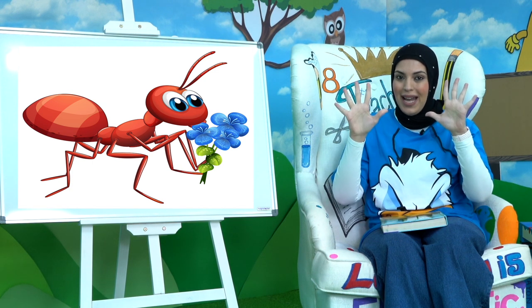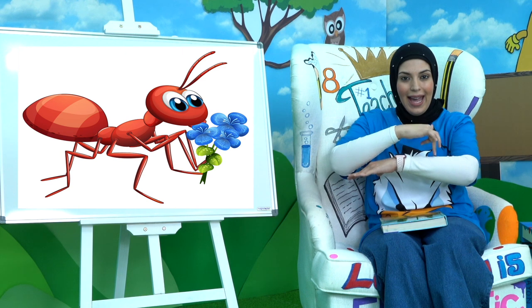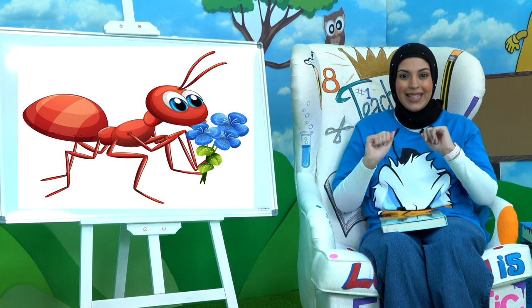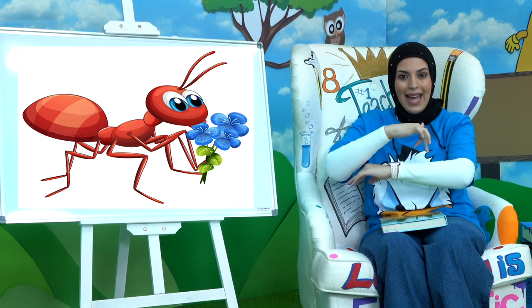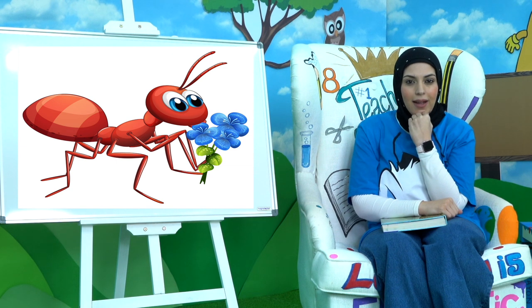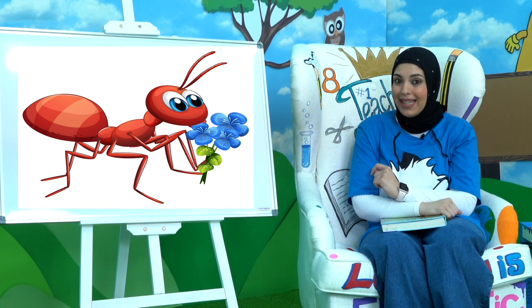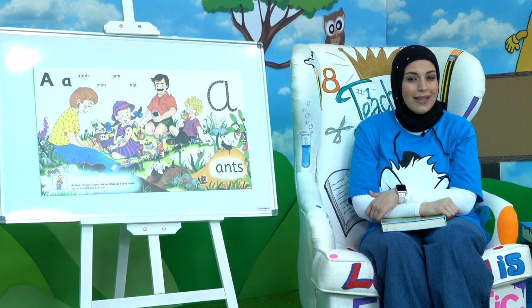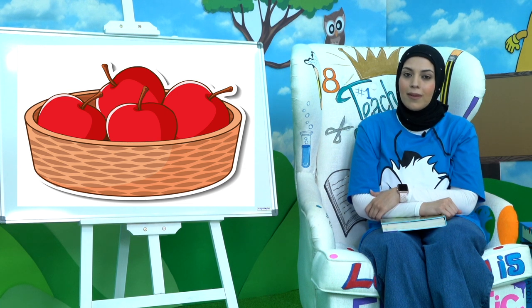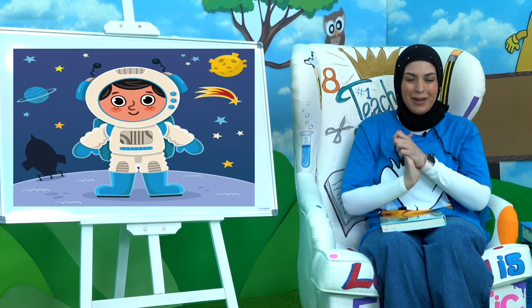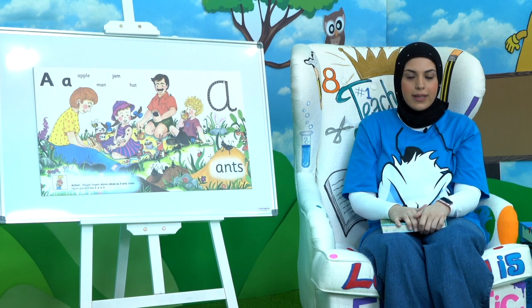One more time. Show me your hands. Ah, ah, ah, ah. Open your mouth widely and show me your hands again. Good job! Ah, ah, ah, ah. Excellent. Now, what words start with the sound A? Do you remember? Yes! A for ants. Well done. And good job. A for apples way over there. What's the next word? A for astronaut. Good job, everyone.